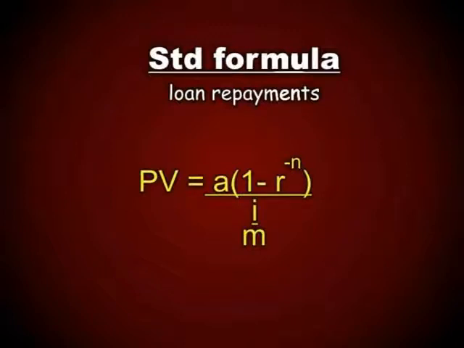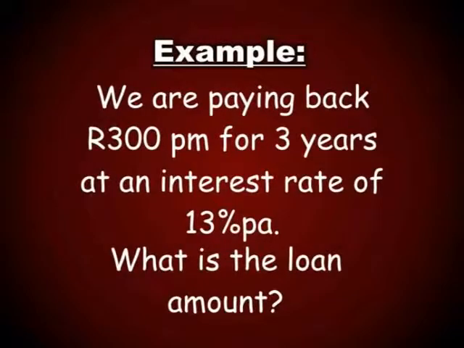Firstly, it's swapped around. It's not R to the n minus 1, it's 1 minus R to the negative n. And instead of it being R to the n, it's R to the negative n. Divided by I over M. M is the number of compounds per year. So pretty similar, slight changes from the annuity standard formula. Let us use an example to illustrate.